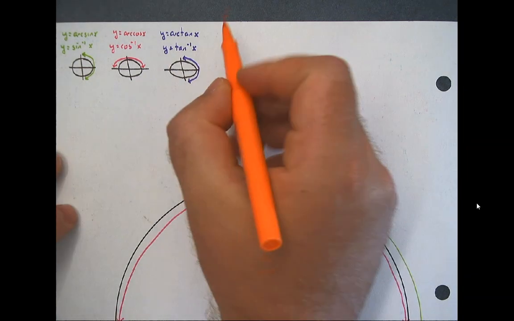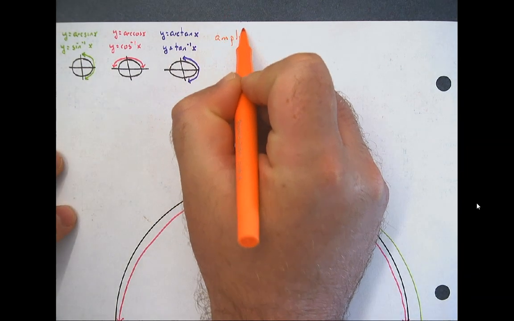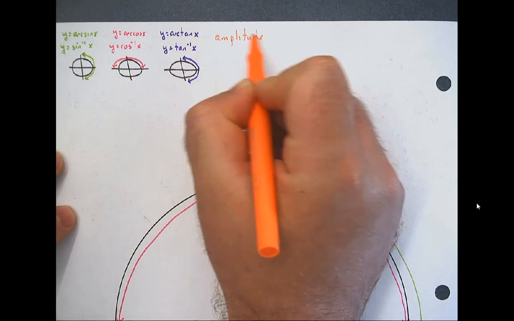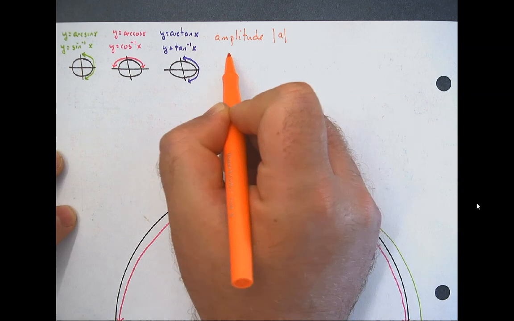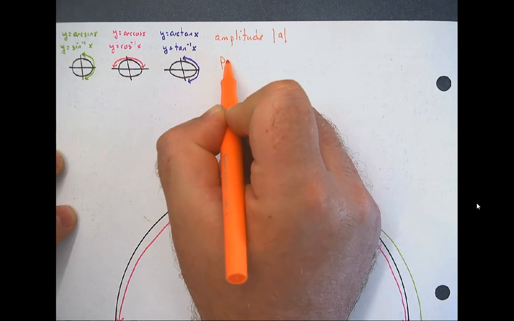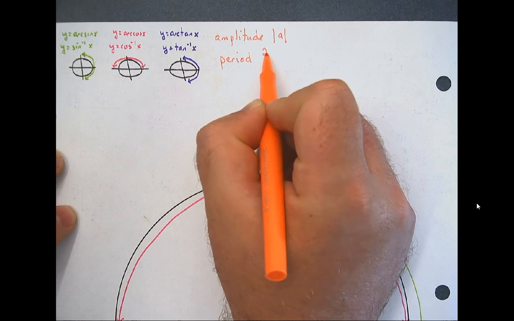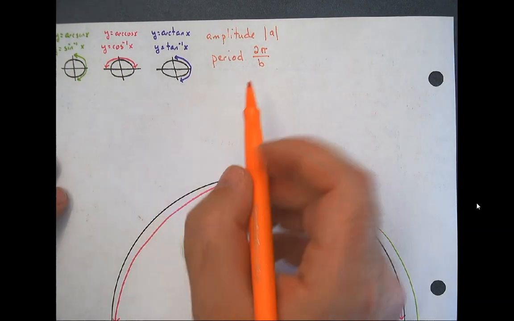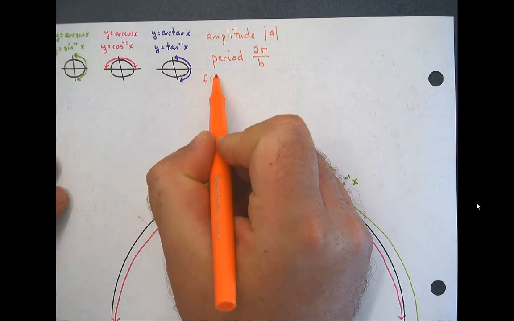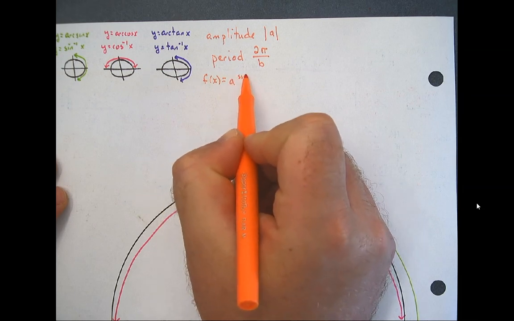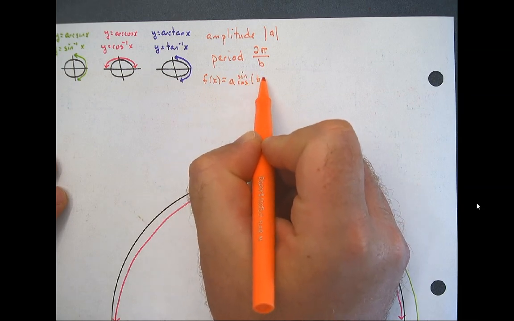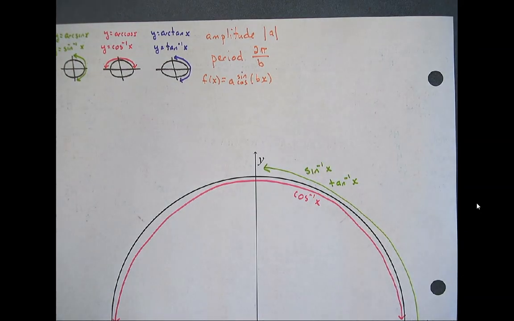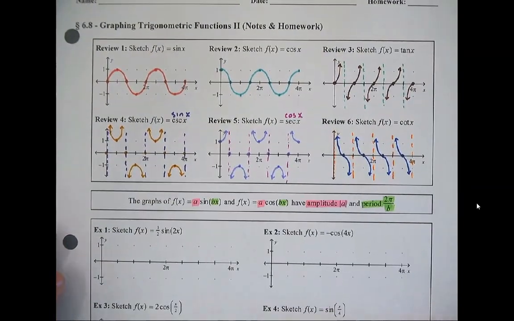So amplitude is absolute A, and period is 2 pi over B. And if you want to write where those come from, f of x equals A sine or cosine of bx. All right, let's take a look. Now this is considerably sneakier than what we did last time, where we just graphed the parent functions. This one is a little bit trickier.